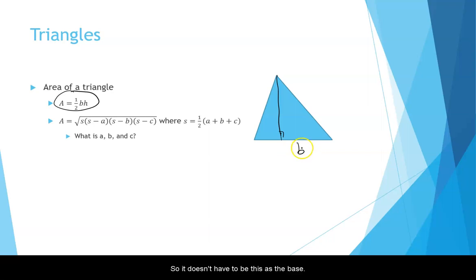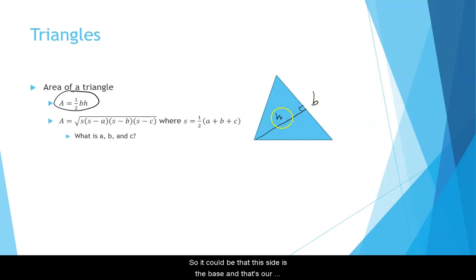So it doesn't have to be this as the base. The altitude could actually be any number of things. So it could be that this side is the base and that's our height right there, so long as it hits that side at a 90-degree angle. But sometimes that height, that altitude, is really hard to find. And so that's where this other formula shines.